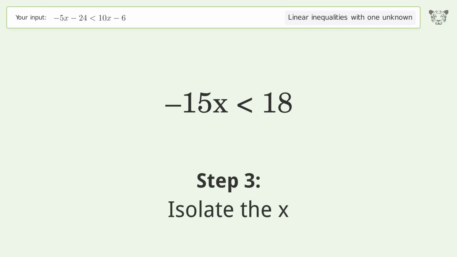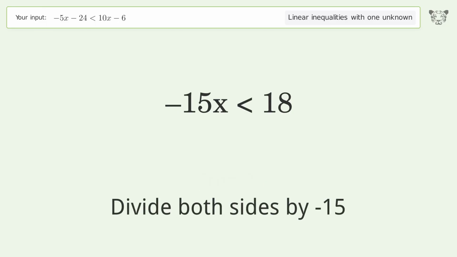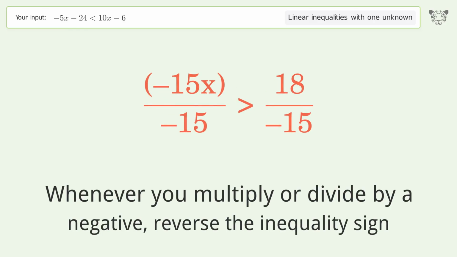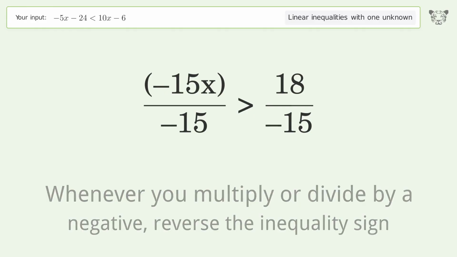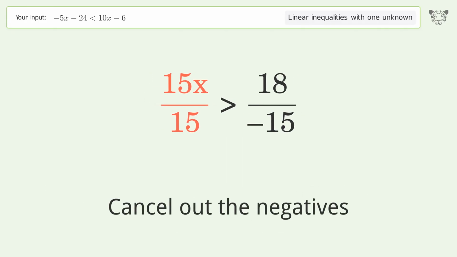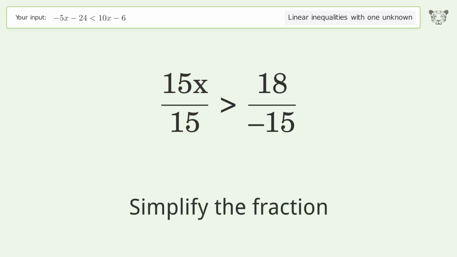Isolate the x. Divide both sides by -15. Whenever you multiply or divide by a negative, reverse the inequality sign. Cancel out the negatives. Simplify the fraction.